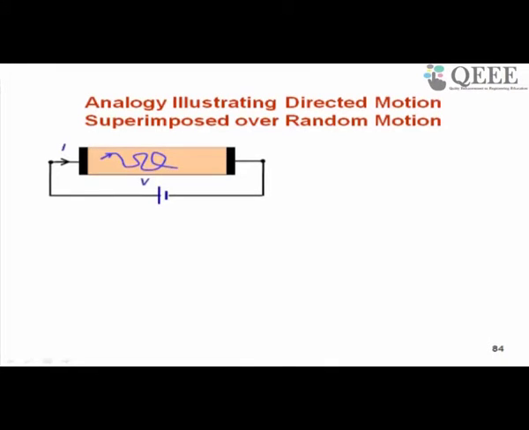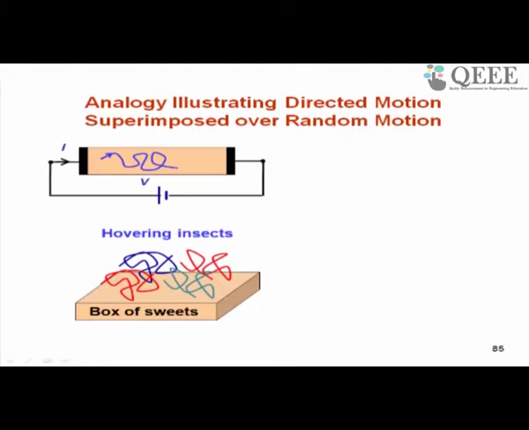Now, you can visualize this motion as follows. Imagine a box of sweets in open air. You must have seen this in many shops. And imagine a dirty place where you have a lot of insects on the sweet box, hovering around. Lots of flies, let us say. So the way the flies move about over the box of sweets, it is like electrons and holes moving about in a semiconductor under equilibrium. Okay, so this is random motion.